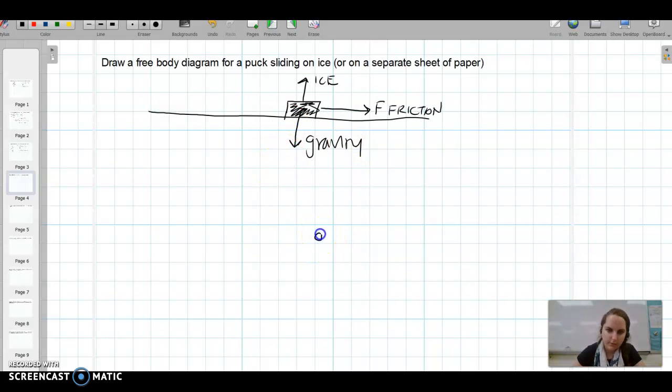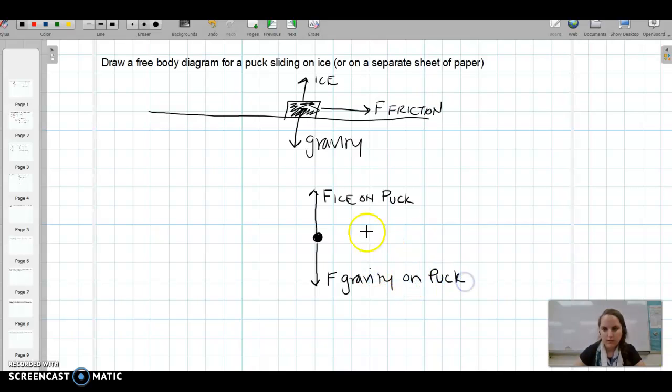Okay, so let's draw an FBD here. So this is the puck, or the center of mass of the puck. And then we have the force of ice on the puck. And then we have the force of gravity on the puck. And then we have the force of friction. And again, friction opposes that motion. So we're assuming that the puck was originally moving towards the left.